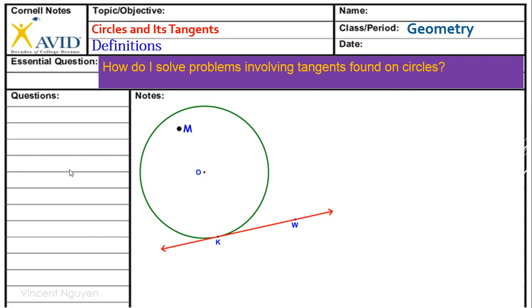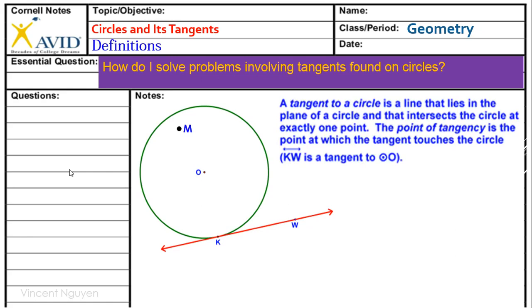So let's define tangent real quick. A tangent is a line that touches the circle at exactly one point. This point of tangency right here, point K, is the tangent point.